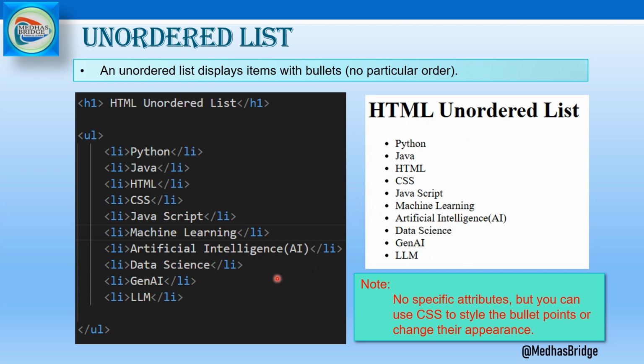Make a note: there are no specific attributes that we use for an unordered list, but you can use CSS to style the bullet points or change their appearance. That, in a way, you can do for all of them.